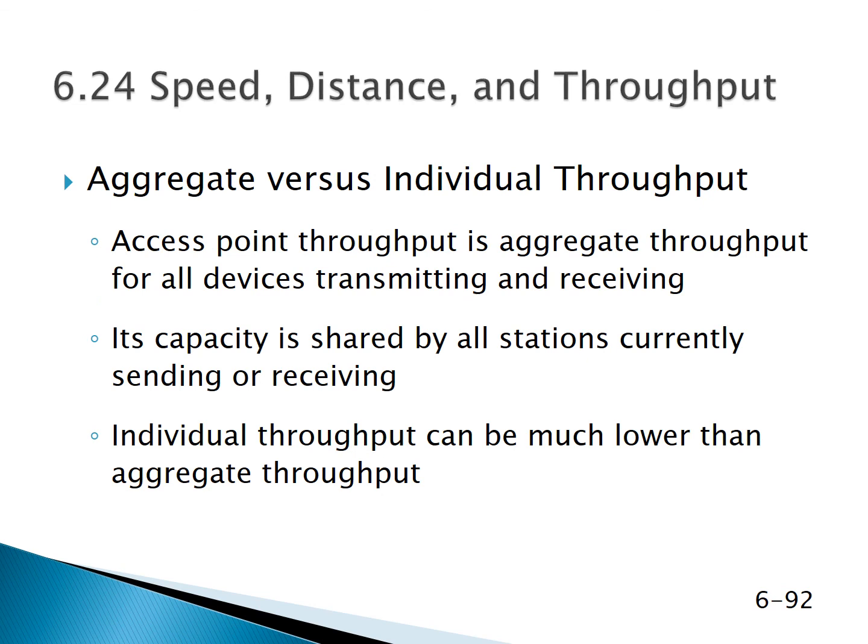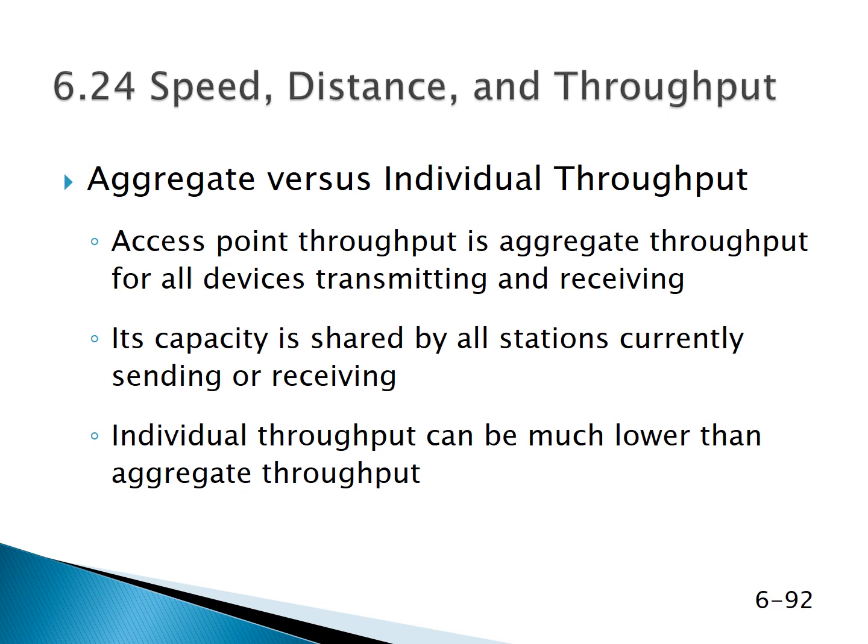And then of course there is also a difference between the aggregate versus the individual throughput. Access point throughput is the aggregate throughput for all devices transmitting and receiving. So if you have 10 devices using the same access point at the same time, then of course that speed will be shared by the 10 people, the 10 devices. So the capacity is shared by all stations currently sending and receiving.